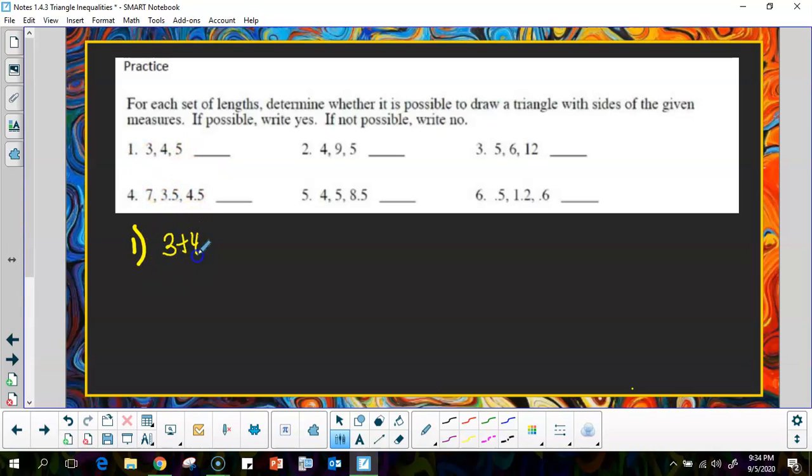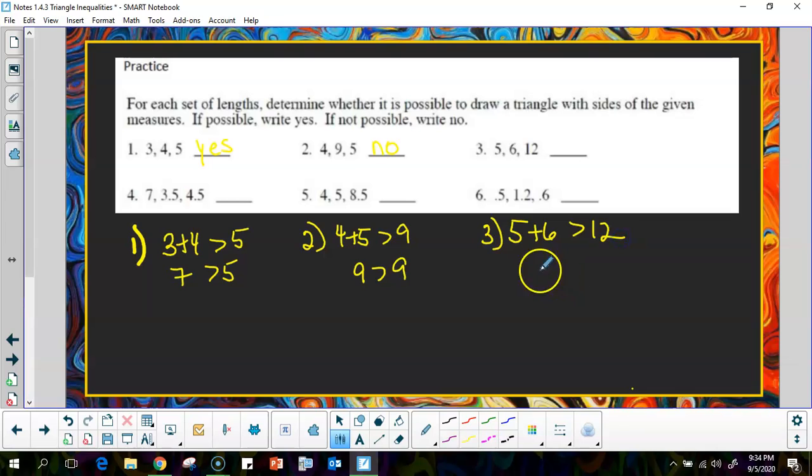3 plus 4 has to be greater than 5. 7 is greater than 5. So my answer here is yes. Number 2, 4 plus 5 greater than 9. 9 is not greater than 9, so the answer here is no. Number 3, 5 plus 6 greater than 12. 11 greater than 12? Nope, answer's no.